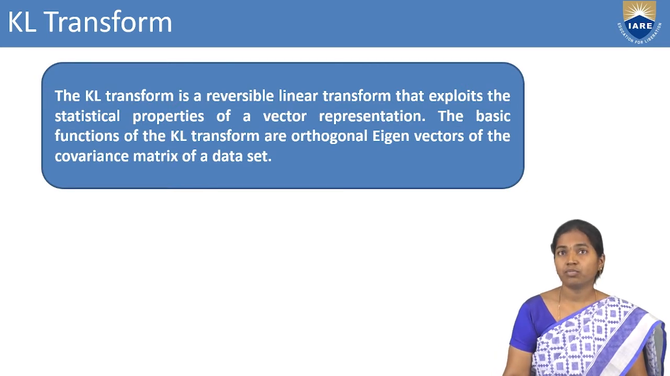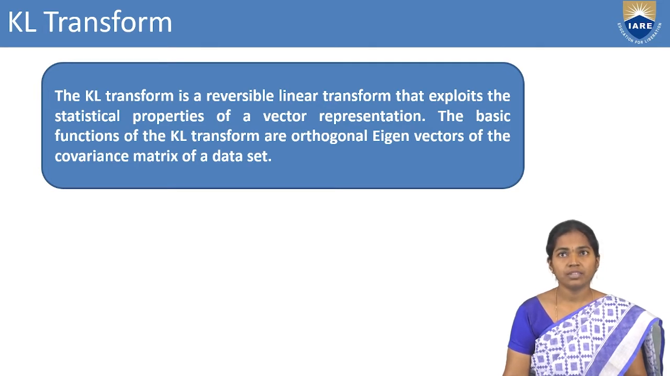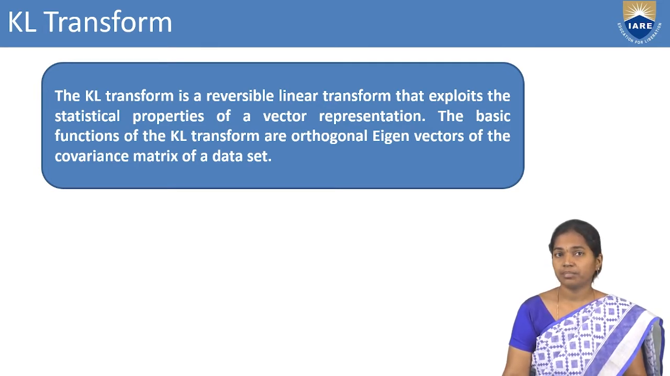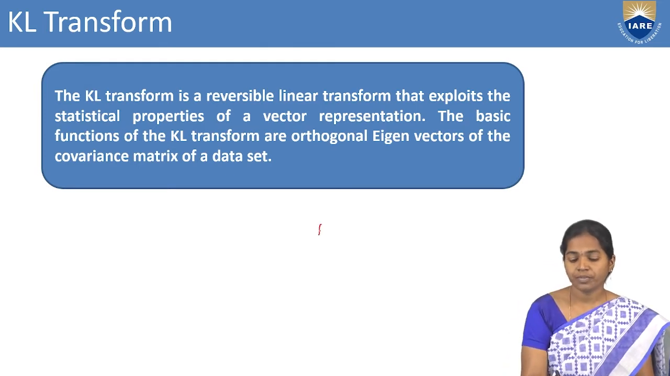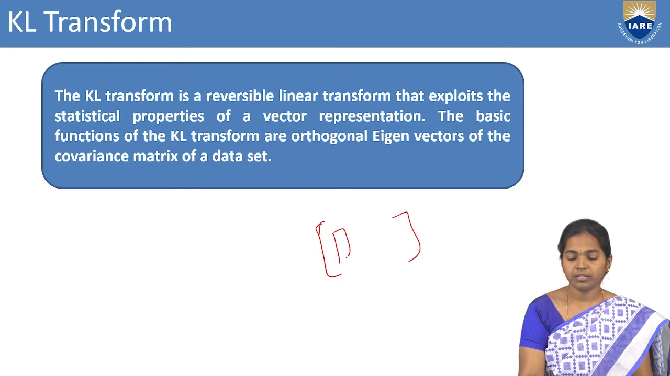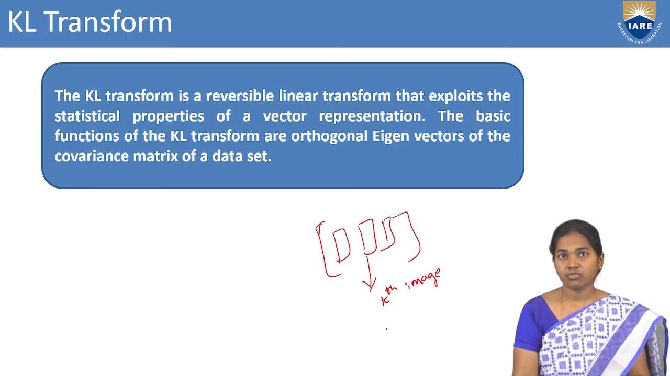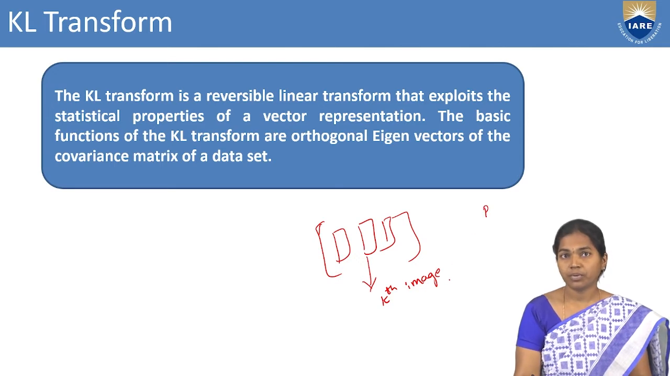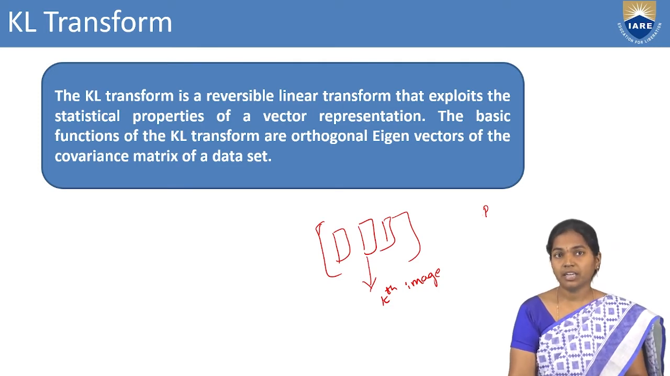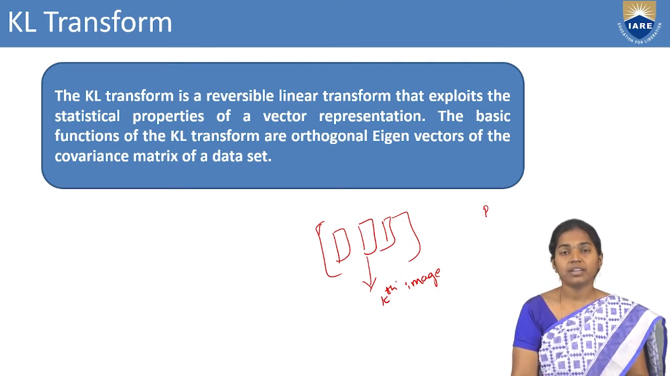The KL transform is a reversible linear transformation that explores the statistical properties of a vector representation. Here we consider the kth image. This KL transform is nothing but principal component analysis. We apply the transformation function on these components, and for this we consider eigenvalues and eigenvector values.